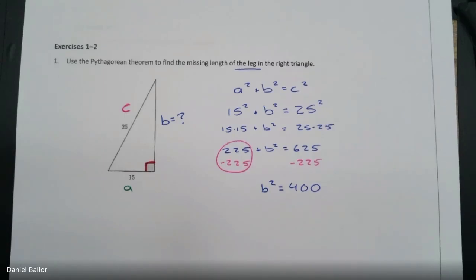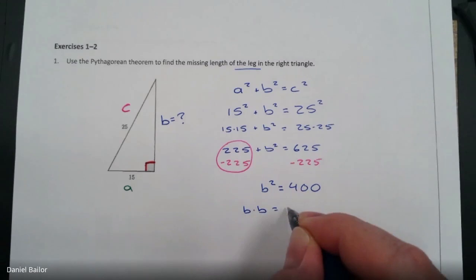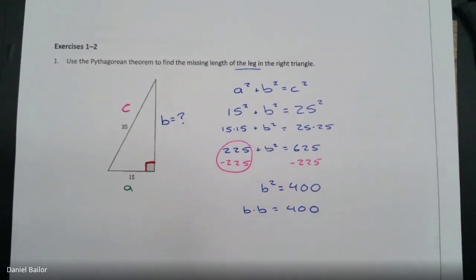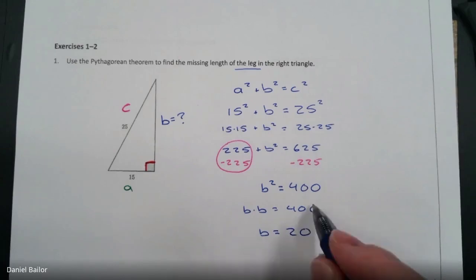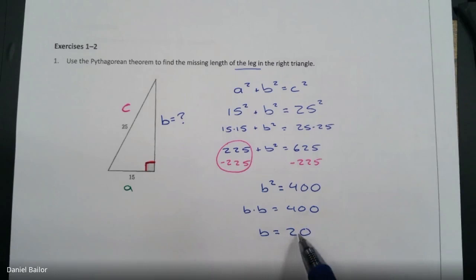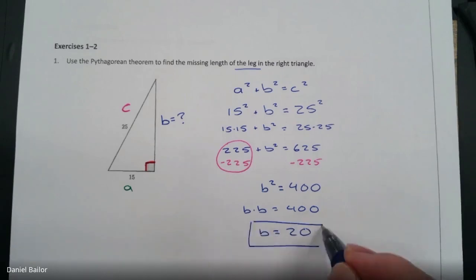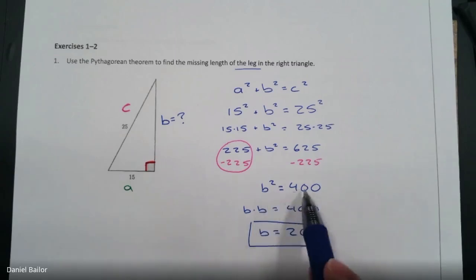400 actually is a perfect square. Because b times b makes 400, there is a whole number, no decimal, that does make 400. It is actually 20. 20 times 20 makes 400. So the missing side is 20. That's our answer. Because 20 times 20 makes 400. B squared is 400, so B by itself is just 20.